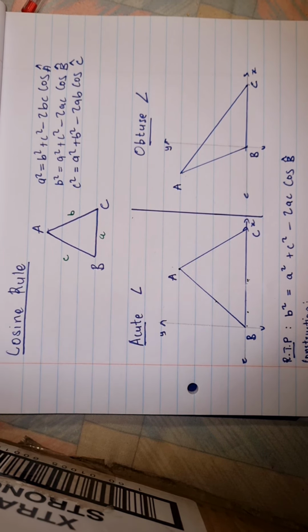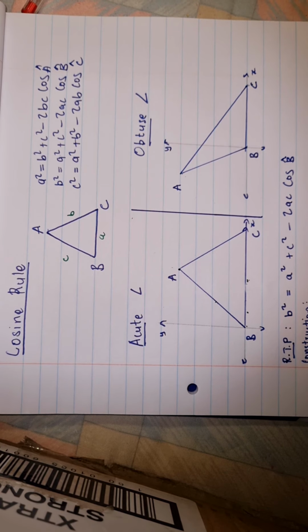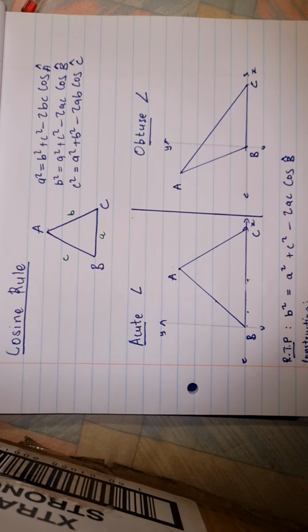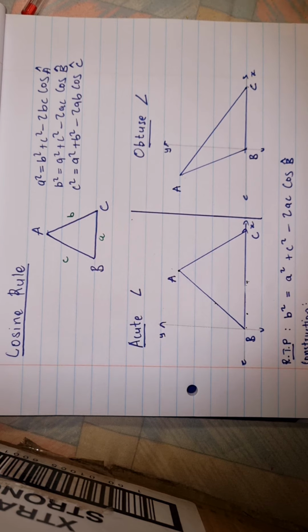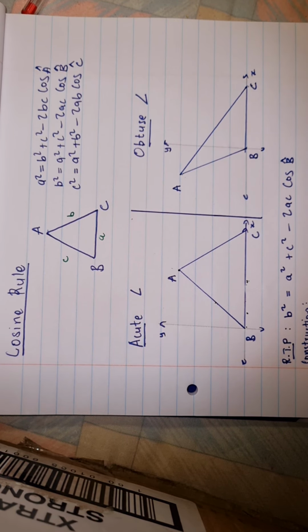I say to you, there are three trigonometric rules that we're going to use in determining the sides of triangles that do not have 90 degrees. So this rule is one of them. It's called the cosine rule. The cosine rule is a little bit challenging when proving, so I want you to pay attention and take note of everything that I will be doing right now.